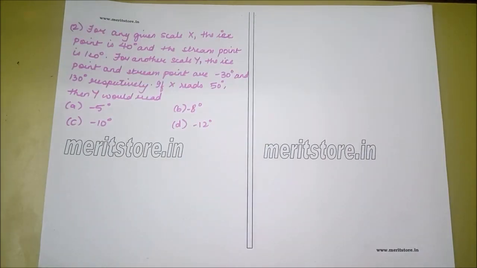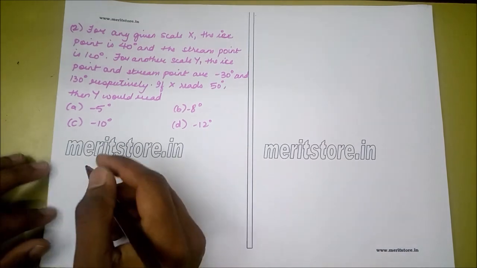For any given scale x, the ice point is 40 degrees and the steam point is 120 degrees. For another scale y, the ice point and steam point are minus 30 and 130 respectively. If x reads 50 degrees, then y would read, the options given are minus 5 degrees, minus 8 degrees, minus 10 degrees and minus 12 degrees.